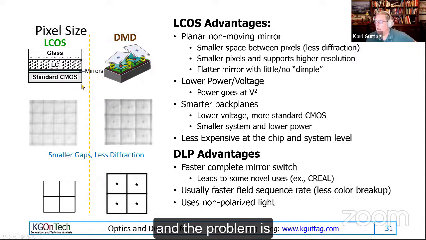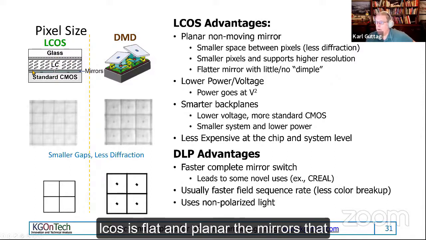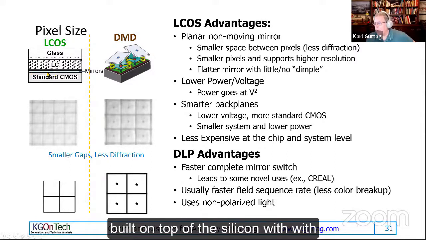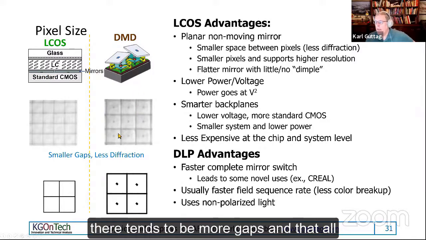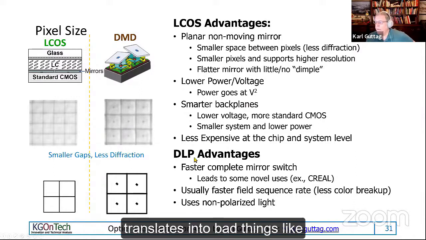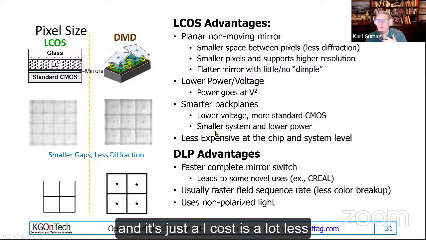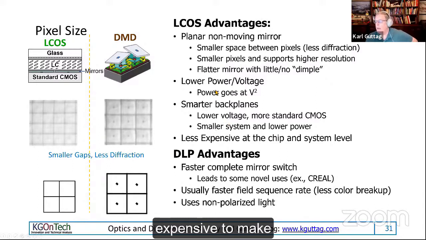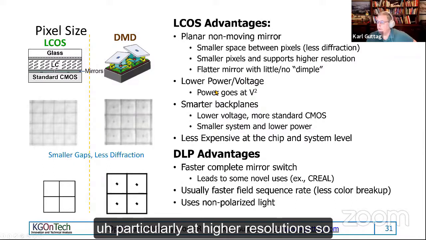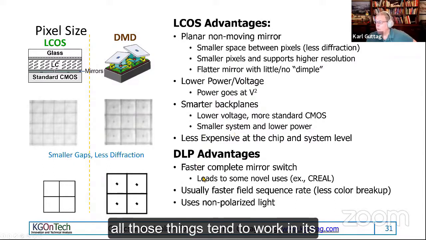And the problem is that when we build these really, really tiny displays, LCOS is flat and planar. The mirrors that they use are built on top of the silicon, whereas with DMD, they move. And because of that, there tends to be more gaps, and that all translates into bad things like diffraction and whatnot. And LCOS is a lot less expensive to make, particularly at higher resolution. So all those things tend to work in its favor.